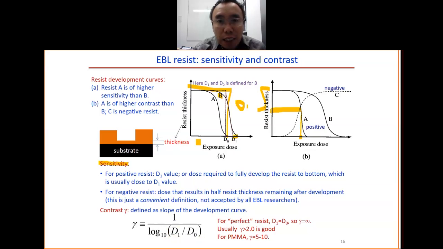As you can see here, for the ideal case, D1 and D0 are the same. So this one and this one are the same. So you have log10 of 1, which is 0. You get infinity. For the perfect resist, the contrast is infinity. Normally we want gamma to be higher than 2, and for the case of PMMA high resolution resist, we want the contrast to be normally 5 to 10.